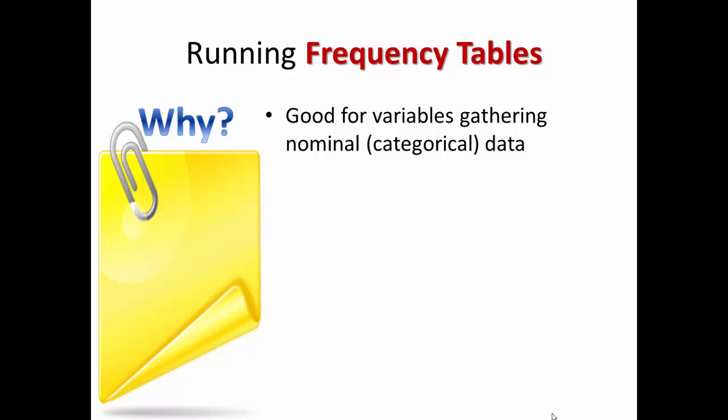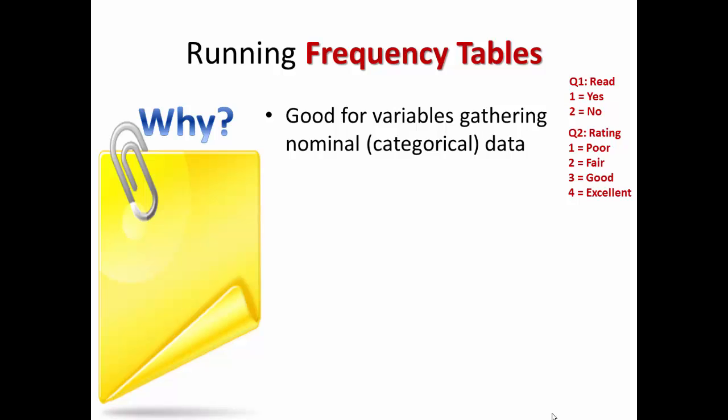Now let's focus on running some frequency tables. These are good for variables that are gathering nominal or categorical data. For example, if you have a dichotomous variable such as do you read, yes or no, or a rating scale of poor, fair, good, or excellent, yes, you can run a mean on this. We'll talk about that later. But you can also run frequencies.